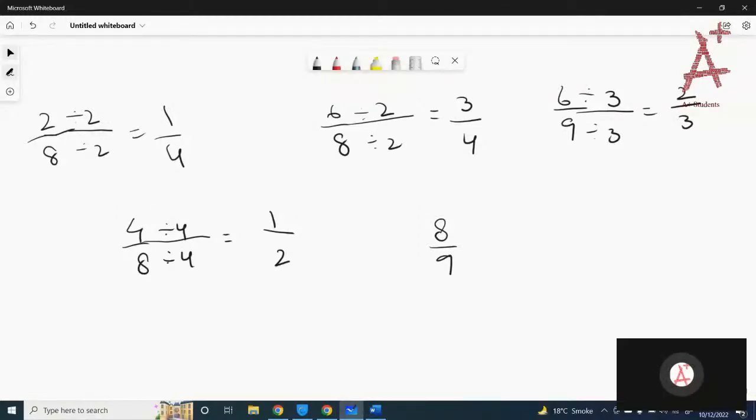Okay, the next one is write 8 by 9 in the lowest form. So we don't have any common number that can divide both 8 and 9. Got it? So 8 by 9 is already in the lowest form. You don't have a common number that can divide both 8 and 9. That means 8 by 9 is already in the lowest form. Got it?